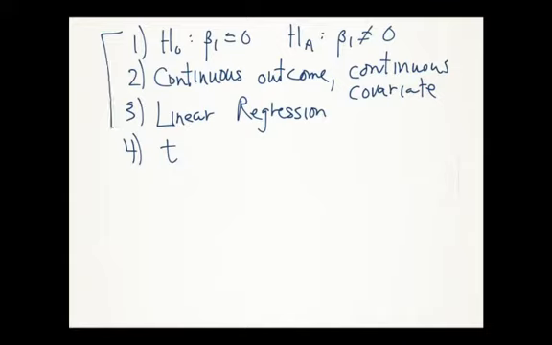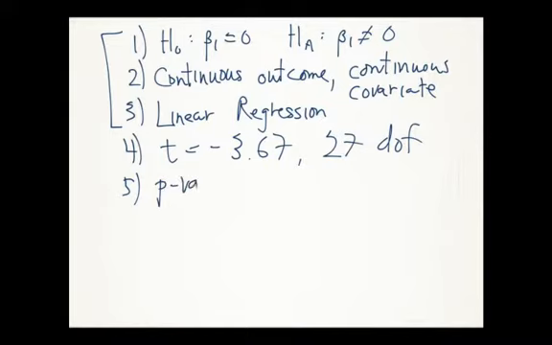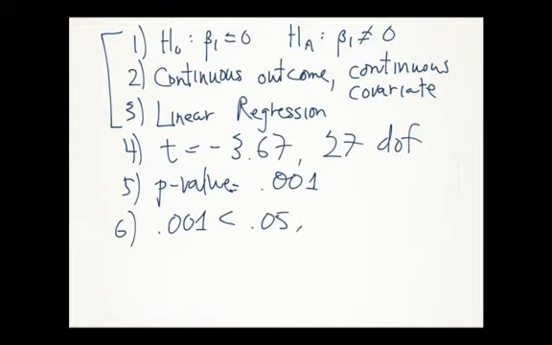So these we can do without Stata. And then with Stata, we get this t statistic of 3.67 with 27 degrees of freedom. The p-value is equal to 0.001. We compare 0.001 to 0.05. Since it's less than 0.05, we reject the null.